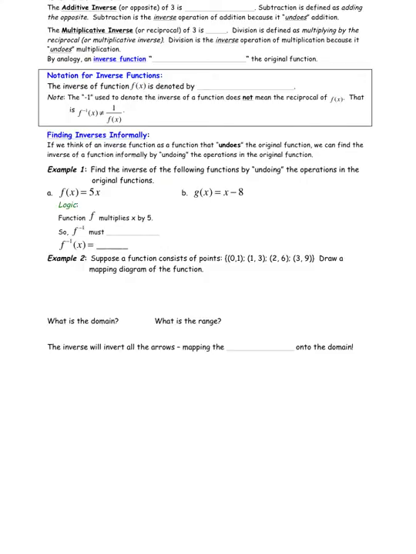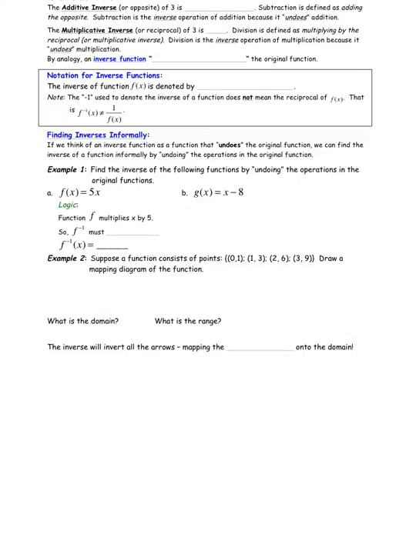This is the solution to example 2 from notes 2.7. Here we're given some discrete points, and we are going to find the inverse for this function. So here I'm going to make a mapping diagram to review what we did at the beginning of this unit.